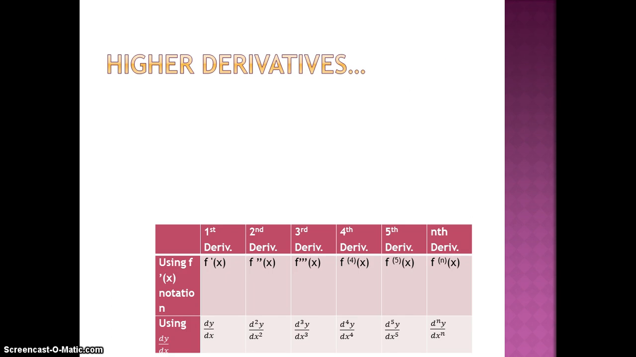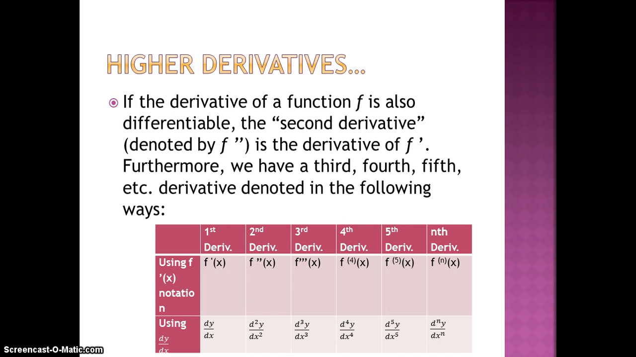A quick note about what are called higher derivatives, or derivatives of higher order. If the derivative of a function f is also differentiable, meaning we can find the derivative of the derivative, we call that the second derivative. That's usually denoted with an f with 2 marks there. They look like apostrophes, but technically they're actually a different symbol. Furthermore, we could have a third derivative, which would be the derivative of the derivative of the derivative. We go on so with the fourth and the fifth derivative.